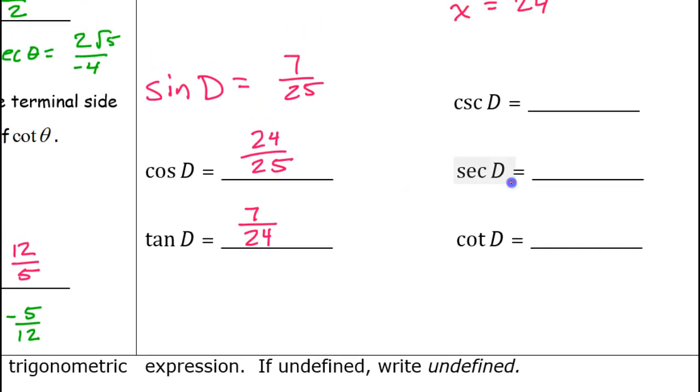Now these are the reciprocals of these. So the cosecant should be 25 over 7. The secant should be 25 over 24. And cotangent should be 24 over 7.